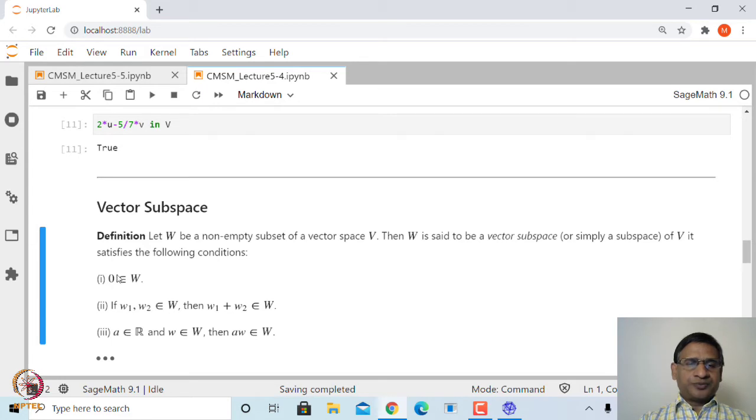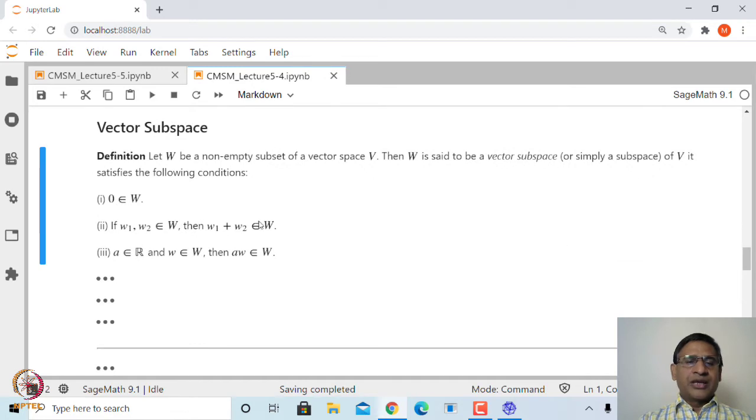One, the additive identity of V should be in W. Two, whenever you take any two elements in W, their sum should be in W. Three, if you take any element W in W and any scalar a in R, then a times W should be in W. Here, though in the definition we denoted it by a dot W, we will keep writing aW instead of a dot W. That's again just a notation for our convenience.